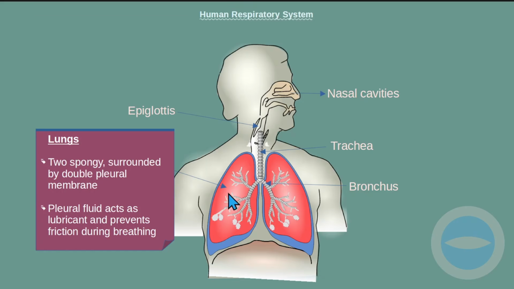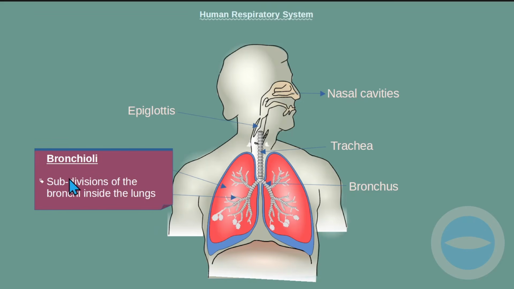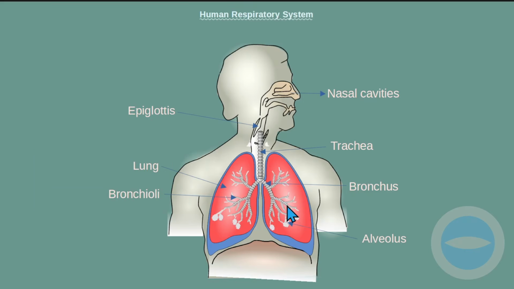So you must know how the lungs are adapted to do their functions. And then the next part is bronchioli. So the bronchioli are the branches inside the lungs. They are subdivisions of the bronchi inside the lungs. So the bronchi are this part that enters the lungs, and then as they branch out, these branches are called bronchioli. And then another part, it's the alveolus.